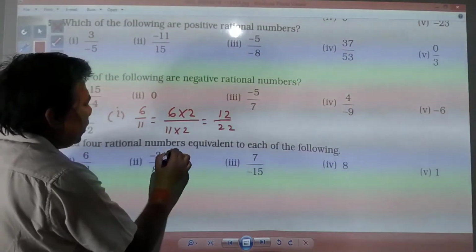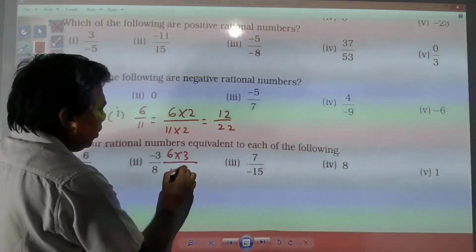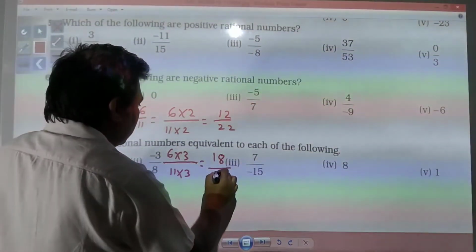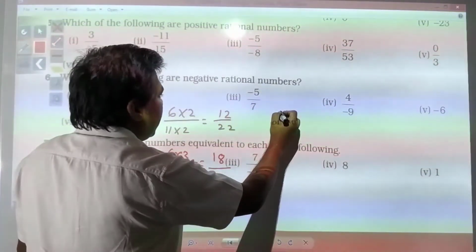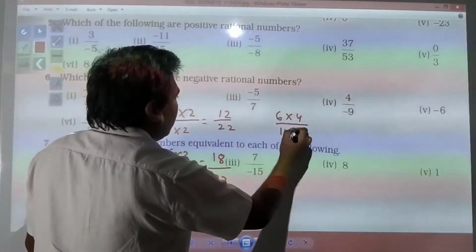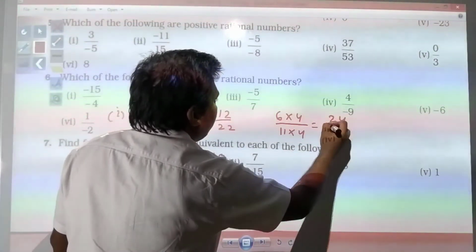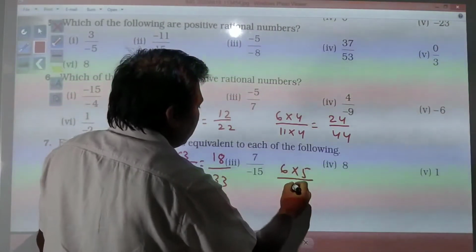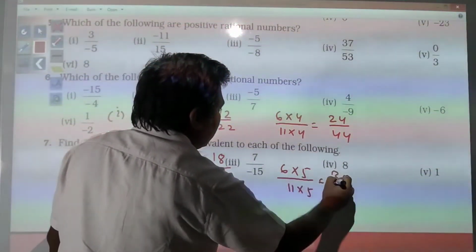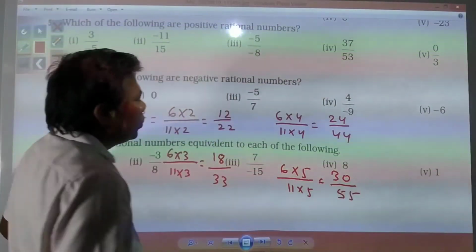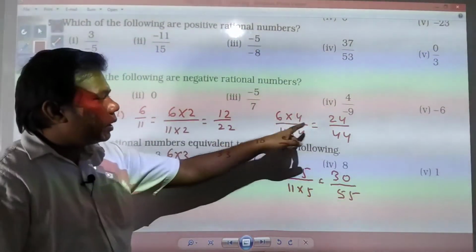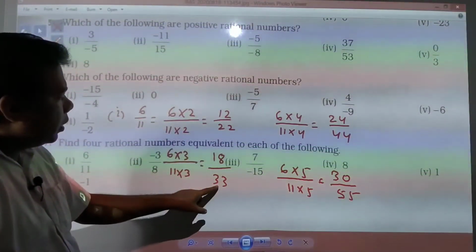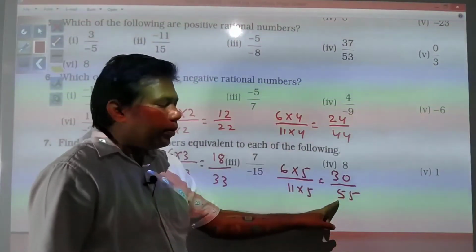Then you multiply by 3. What you will get? 18 and 33. Then you multiply by 4. You will get 24 by 44. And then you multiply by 5. So you will get 30 by 55. So 4 equivalent rational numbers you have got of 6 by 11. They are 12 by 22, 18 by 33, 24 by 44 and 30 by 55.